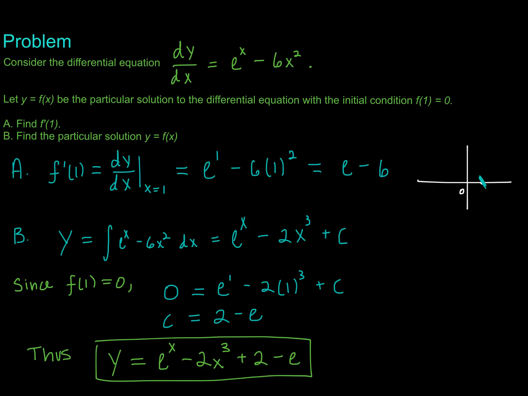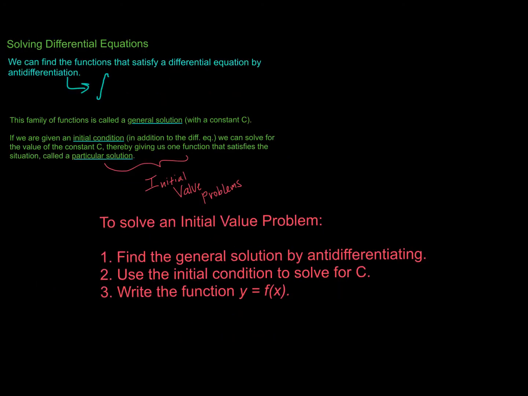So before we close out, let's just make sure we have a clear understanding of how we can solve these initial value problems. So as we just did when we were solving an initial value problem, we first want to find the general solution by anti-differentiating. That gives me the family of functions and leaves me with the constant c that I need to figure out. I use the initial condition to solve for c, and then once I have c, I write my function y equals f of x.